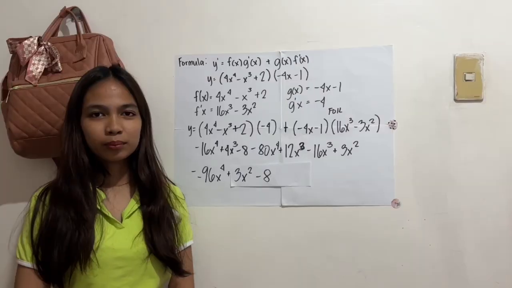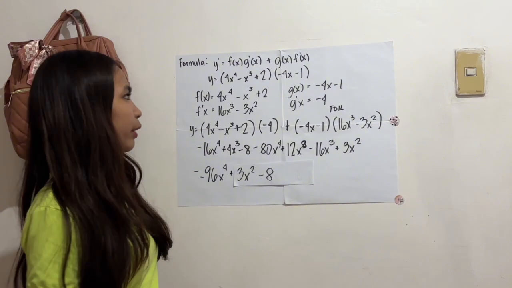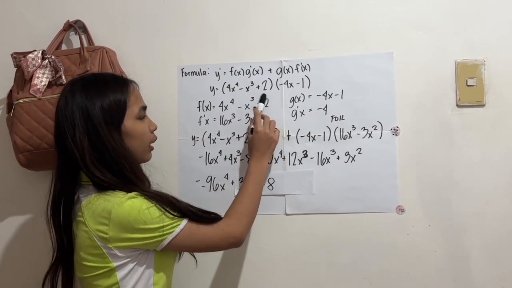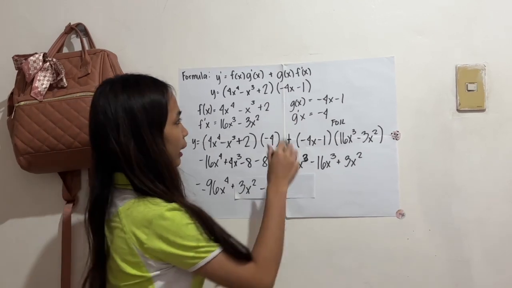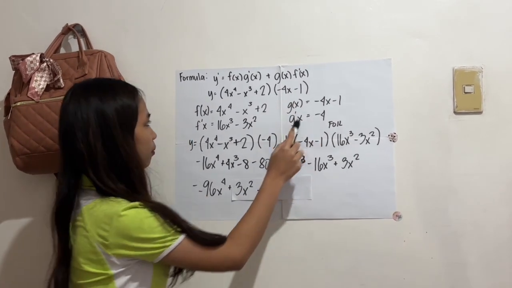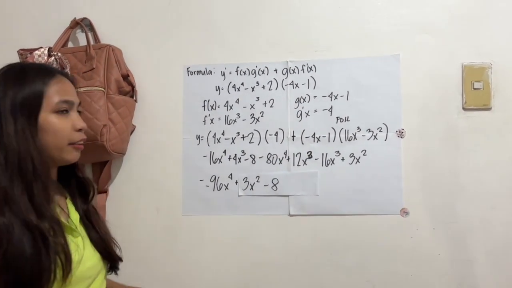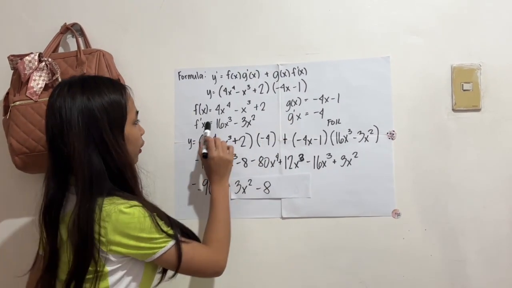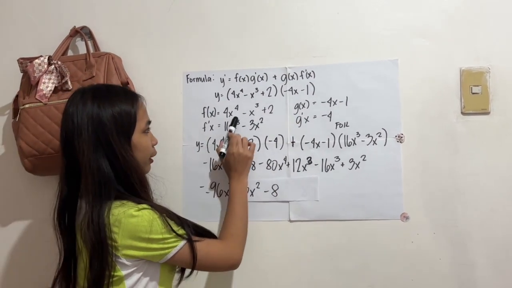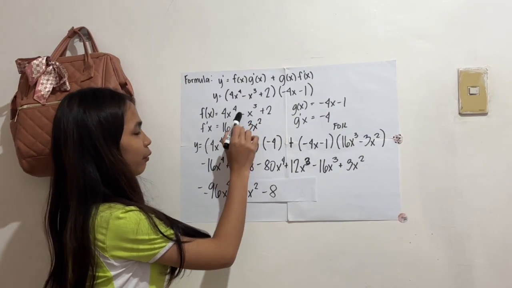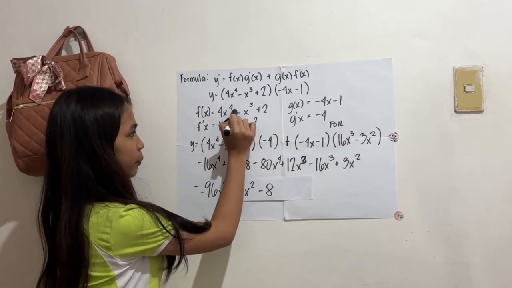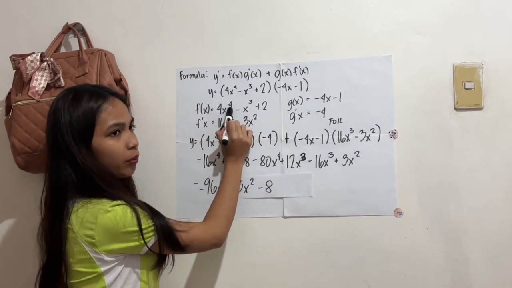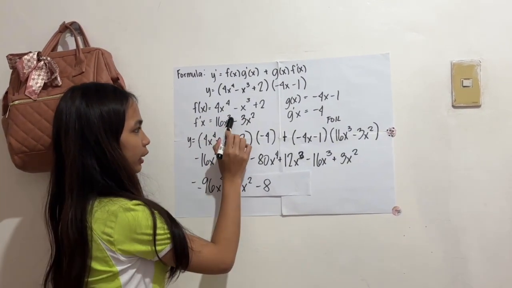For our next example, we have 4x raised to 4 minus x cubed plus 2 multiplied by negative 4x minus 1. First, we need to find the derivative of f of x and g of x. So sa f of x, meron tayong 4x raised to 4. We need to multiply dito yung 4, yung exponent dito sa 4. Magiging 16x. Yung 4, maminusan natin siya ng 1, kaya magiging 3.